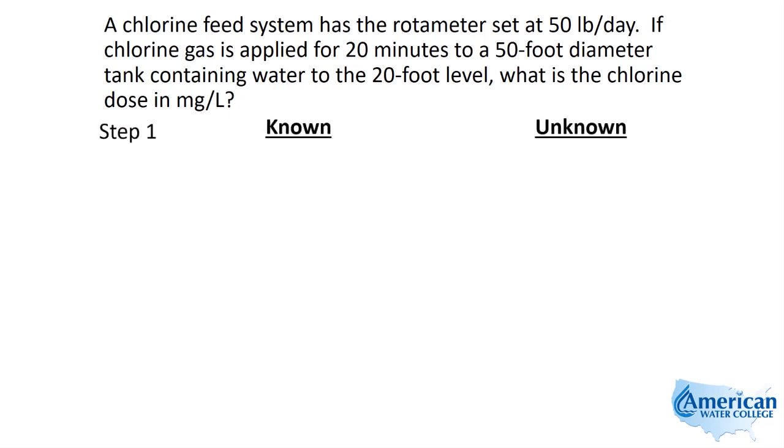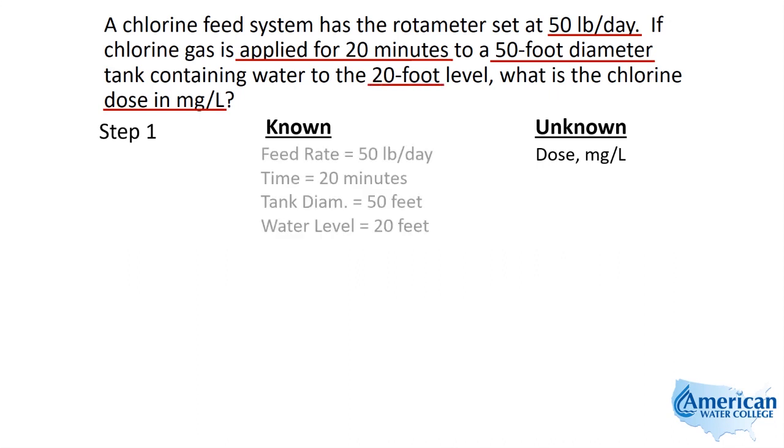So what we want to do is write that information down so we can keep it all straight. We're looking for the dose in milligrams per liter. Well, what else did they tell us? They told us that we're dosing at 50 pounds per day, so that's our dose rate, and we did that for 20 minutes. And then they give us the diameter of the tank and the water level so we can calculate the total volume in the tank.